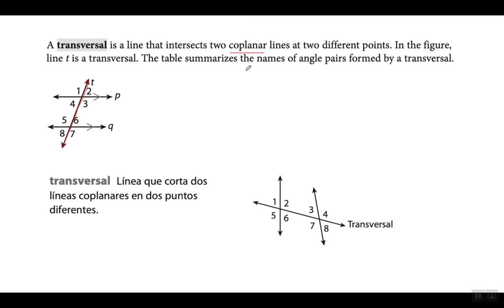The table summarizes the names of angle pairs formed by a transversal. That table they're talking about is on the next slide. Give me a second and we'll get to it in a moment.